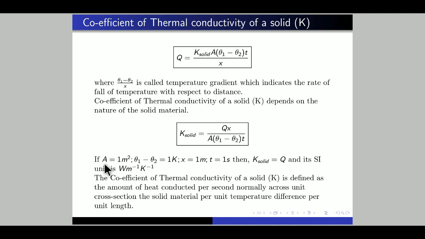If the area of cross section is 1 meter square, the temperature difference between hot end and cold end is 1 Kelvin, and the length of the substance is 1 meter, that is, the distance between hot end and cold end is 1 meter, for unit time, once again, the amount of heat conducted is equal to the coefficient of thermal conductivity of a solid. The SI unit of thermal conductivity of a solid is watt per meter per Kelvin.